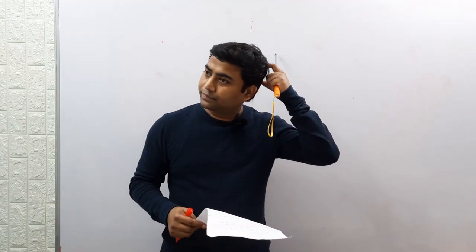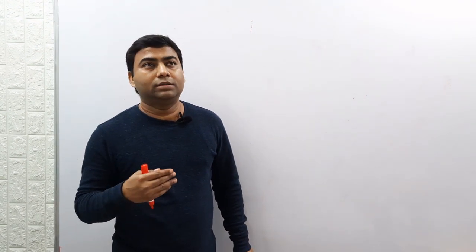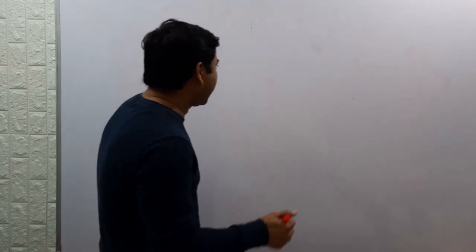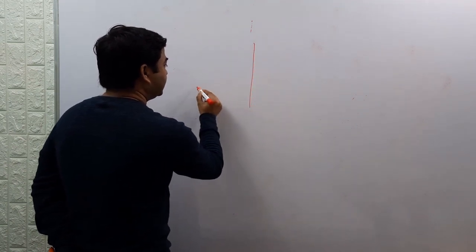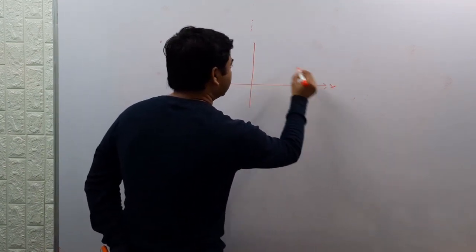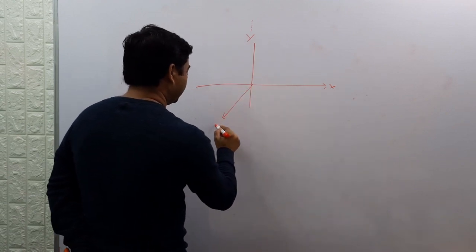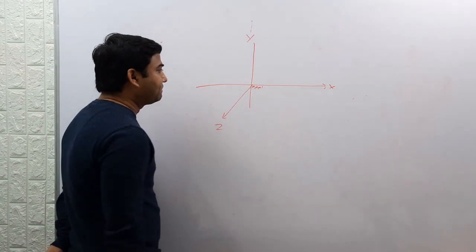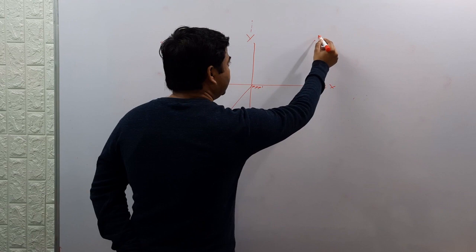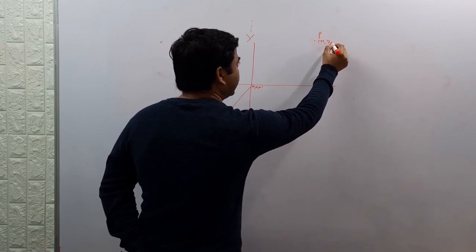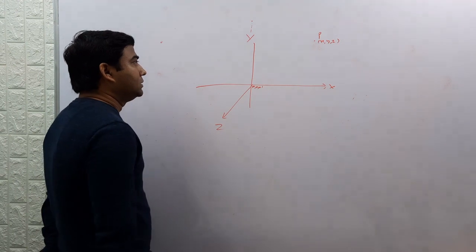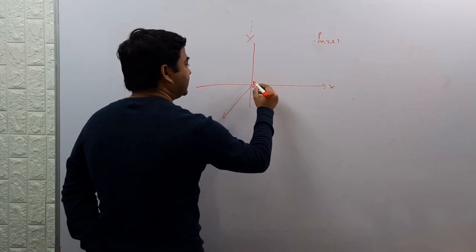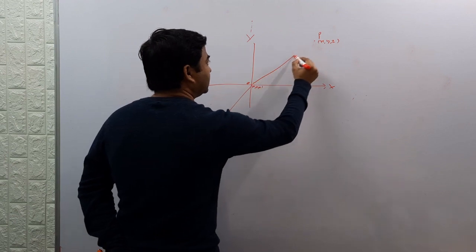Our next discussion will be about the modern representation of a vector in the Cartesian coordinate system. In the Cartesian coordinate system, as per the convention, x, y, z, this is the origin. For any point P having coordinates x, y, z, we can write a position vector of this point, OP.